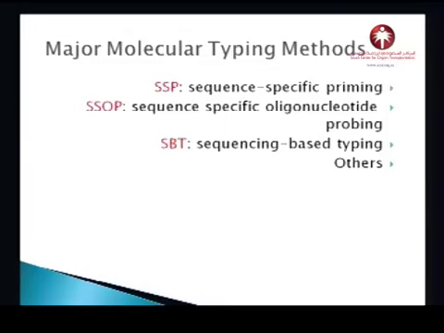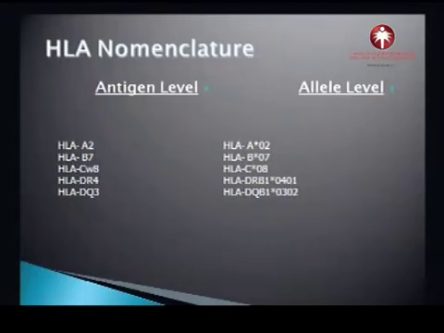And of course, with molecular HLA typing, we are shifting from the serotype to the allele level type. Like A2 by CDC will be HLA-A*02, asterisk 02, to indicate that this is an allele and it's a molecular HLA typing. The same with B7, C8, and DR4, DQ3.